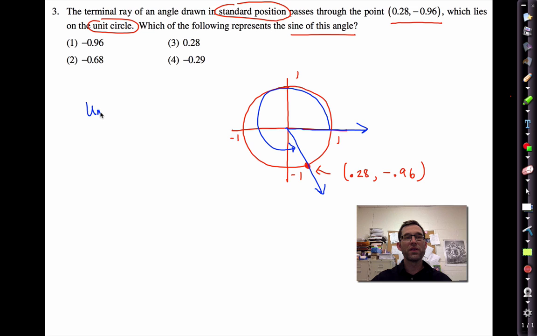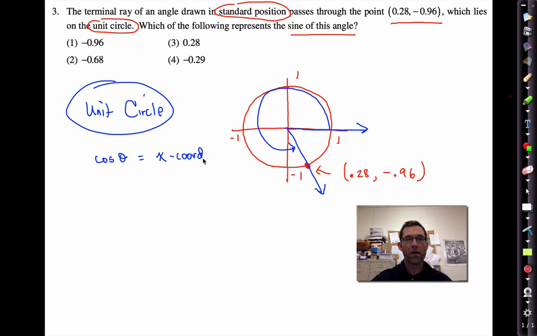Well, remember, on the unit circle, and this is key, the cosine of the angle is equal to the x-coordinate, and the sine of the angle is equal to the y-coordinate. This is how we create the sine and cosine functions, how we extend them to angles that are bigger than or equal to 90 degrees. So therefore this question is very simple. What's the sine of the angle?